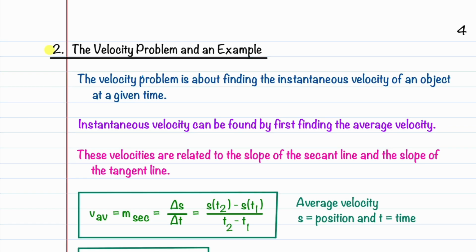Let's now learn about the velocity problem and walk through an example. The velocity problem is about finding the instantaneous velocity of an object at a given time. We can find the instantaneous velocity by first finding the average velocity. These two velocities are related to the slope of the secant line and the slope of the tangent line.